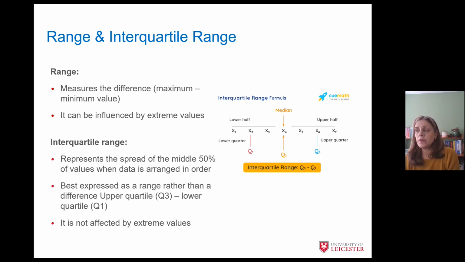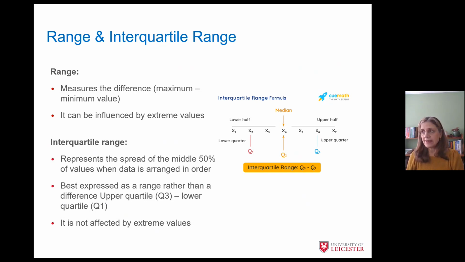But the range can be influenced by extreme values. So in a data set where the majority of people are between 20 and 40, but we have one person who's 80 years of age, the range doesn't give a very good idea of the spread of the data. Because most people are between the ages of 20 and 40, and it's only one outlier that would make the range look much larger. So it's better to report the interquartile range to represent the spread.